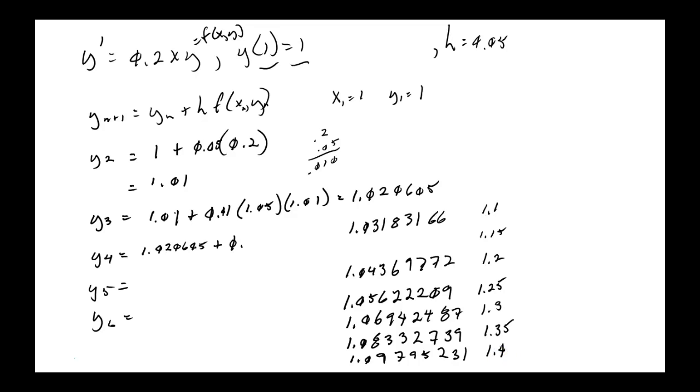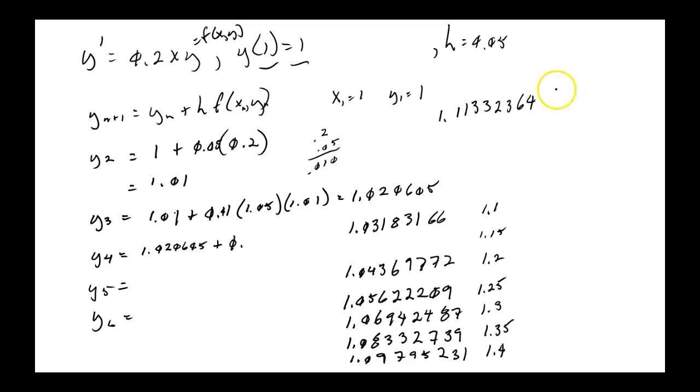So add to that 0.01 times 1.4 times 1.09795231, equal 1.1132, which is 1.11332364. And this will be at 1.45.